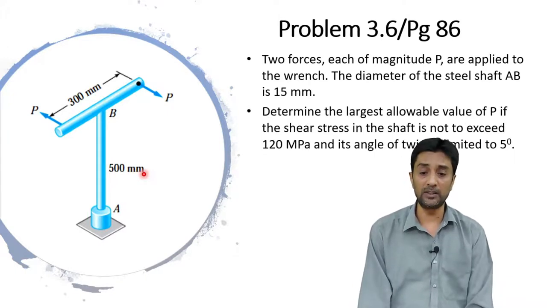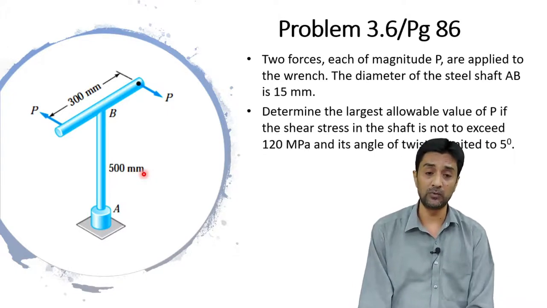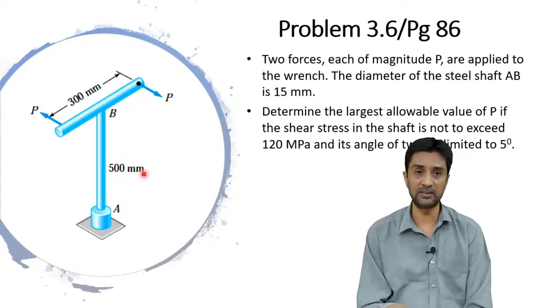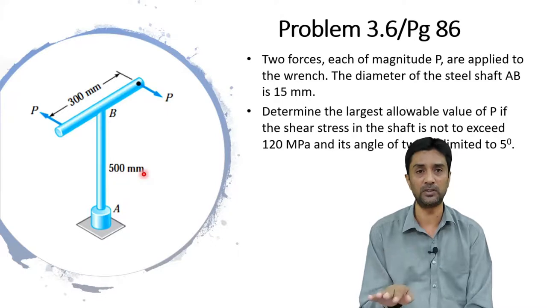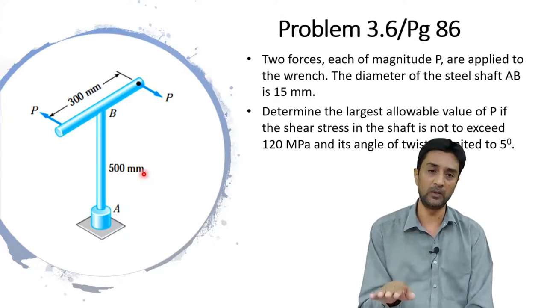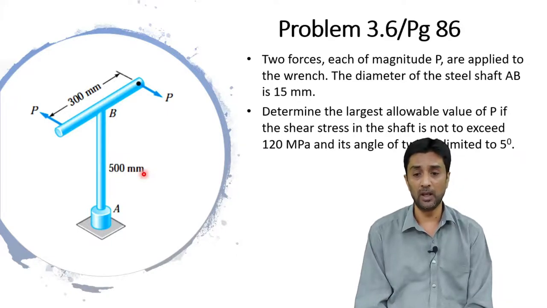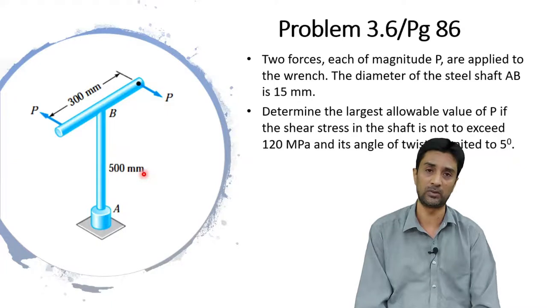And we need to determine the largest allowable value of P. So we need to find out the maximum magnitude of P if the shearing stress is not to exceed 120 megapascal. The allowable shearing stress has been specified to you. On the basis of this specification, you need to find out the maximum value of P. So it's a very simple question, and another thing that has been specified as well is that the angle of twist is limited to 5 degrees. So you will have to satisfy two conditions. One is the maximum shearing stress. You will have to establish the value of P that will not exceed the shearing stress above 120 megapascal, and at the same time you will have to find the value of P that would not make the angle of twist greater than 5 degrees.